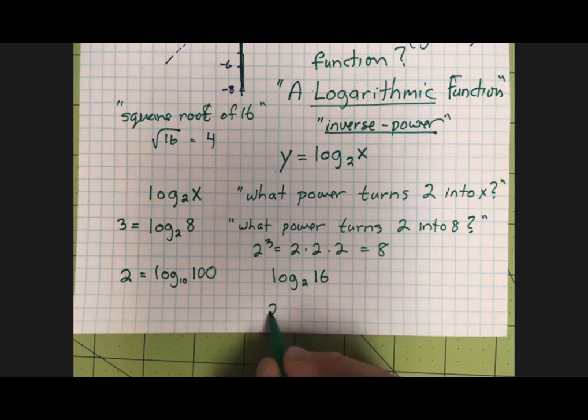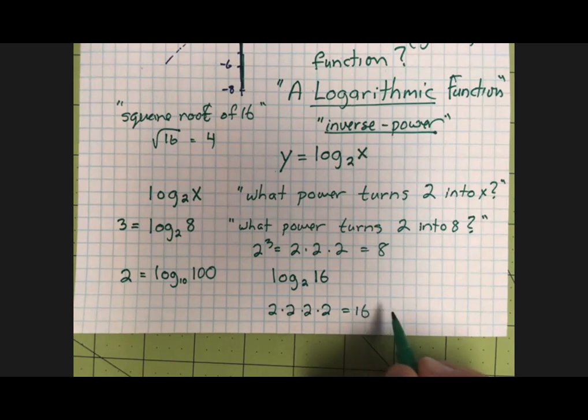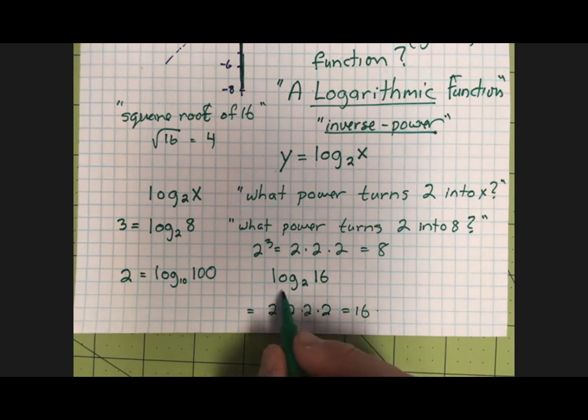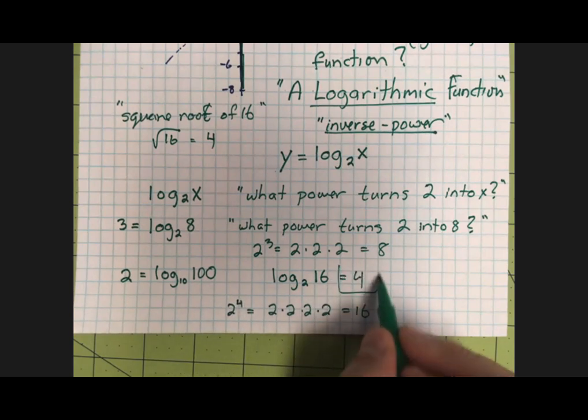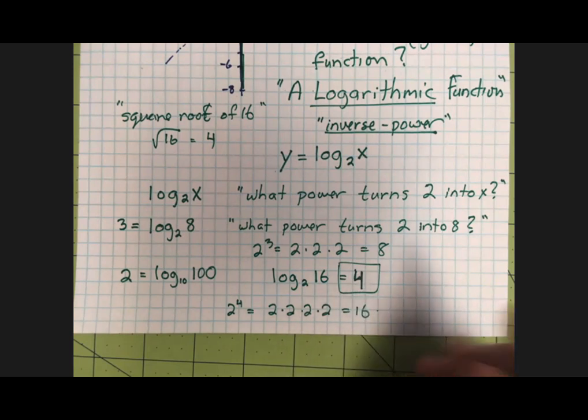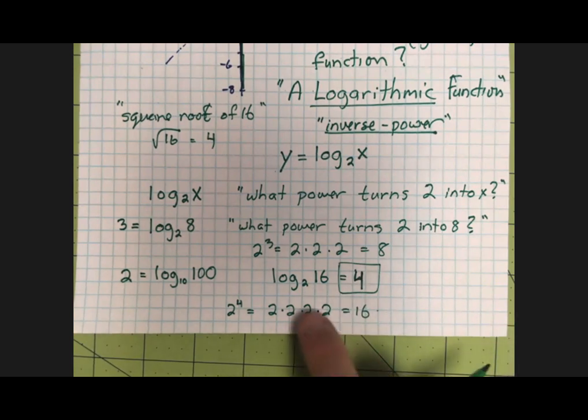Now you could just work on your powers of 2. 2 to the 1 is 2, times 2 is 4, times 2 is 8, times 2 turns out to be 16. So you say to yourself, okay, what power turns 2 into 16? It's 4. Now that'll work for a little while, because sometimes it's not clear what power turns 2 into a number.